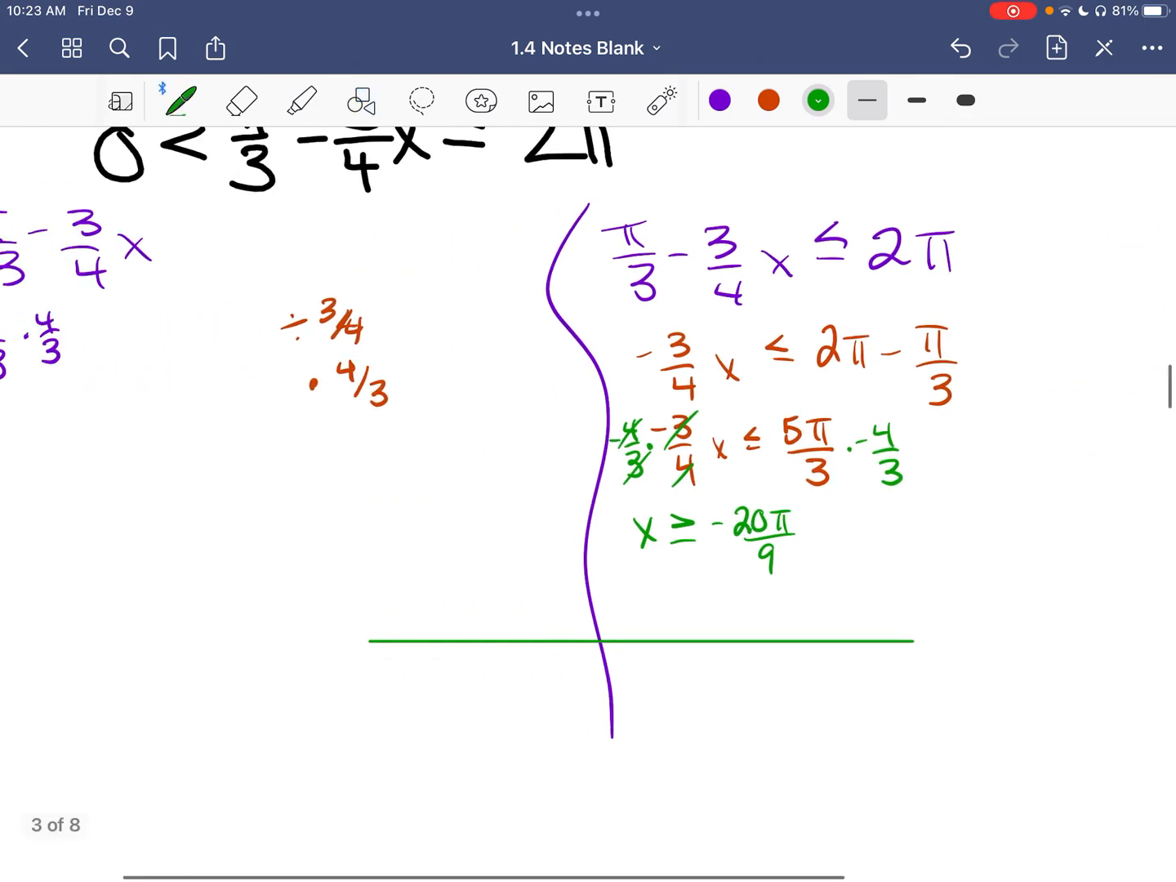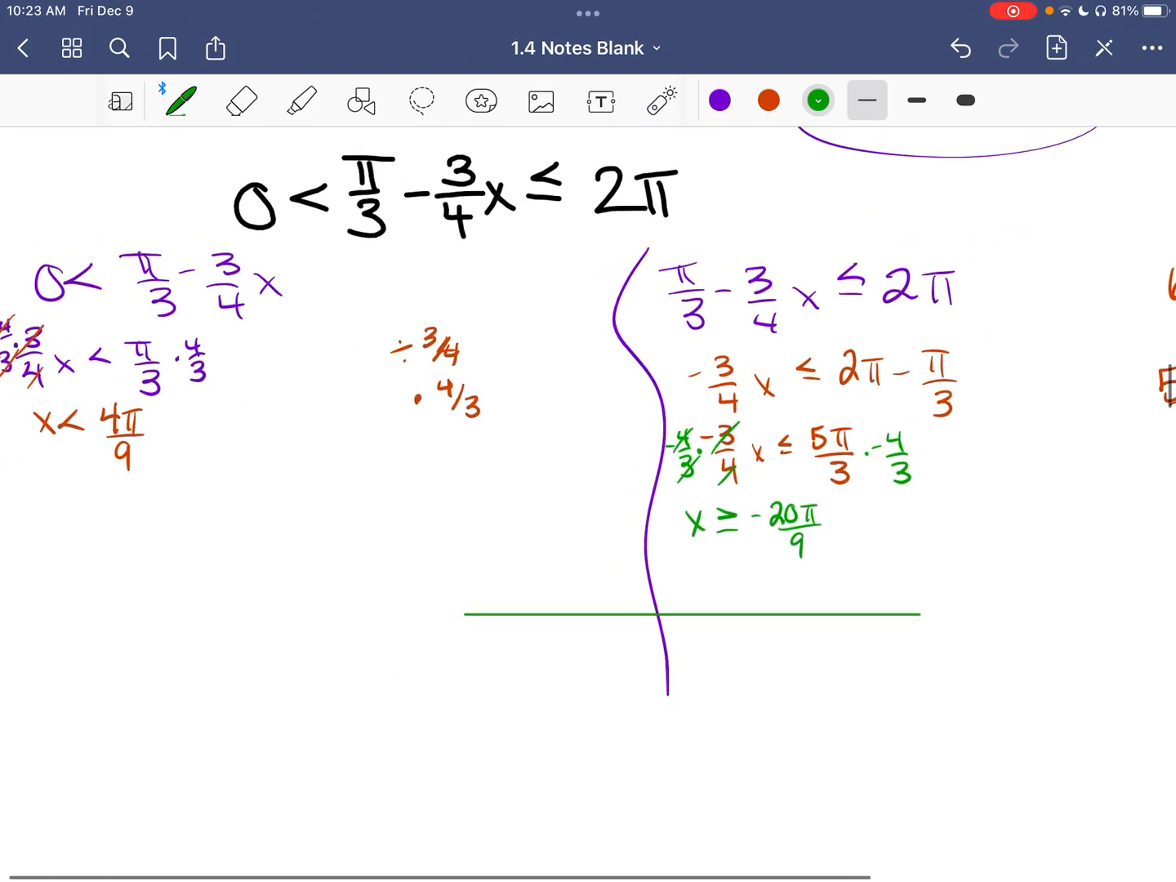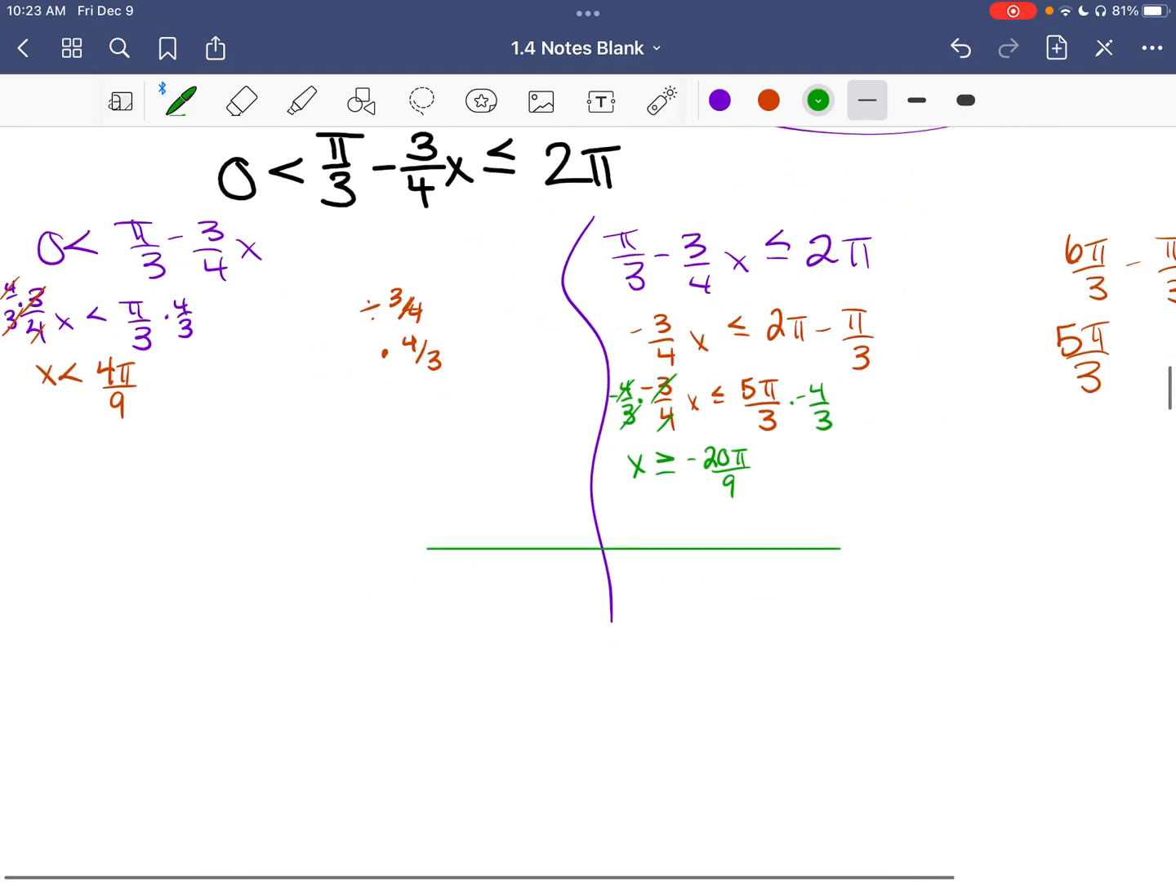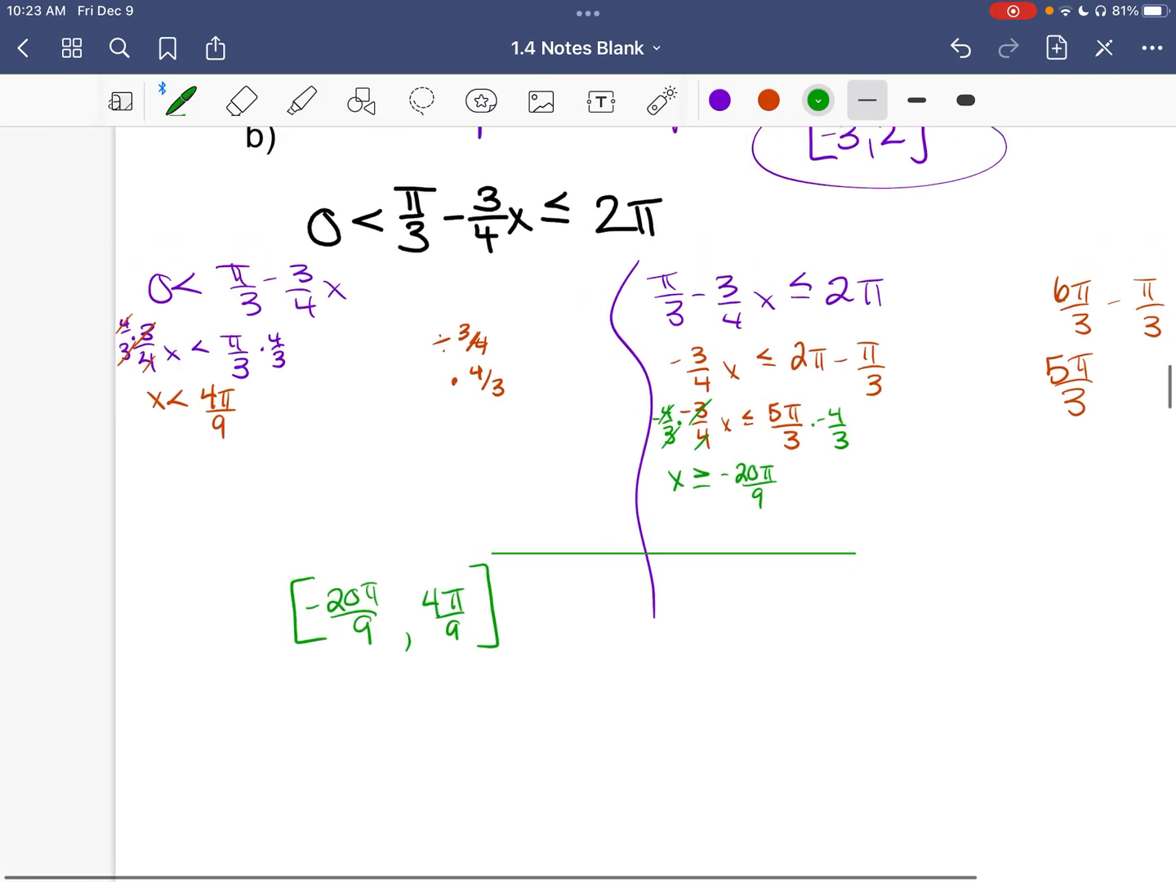To find our answer, we have x is less than 4 pi over 9, but it is bigger than -20 pi over 9. Honestly, without a number line, we could probably just go, well, we know it's going to be bigger than or equal to -20 pi over 9. It's a negative number. It's going to be the smallest. And we're going all the way up to 4 pi over 9. There we go.